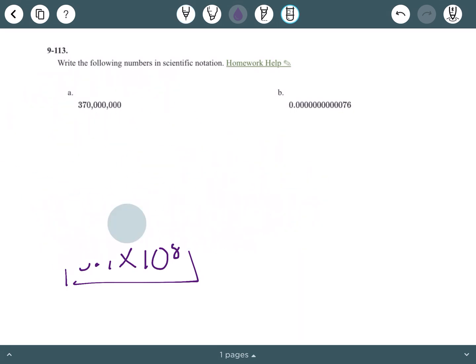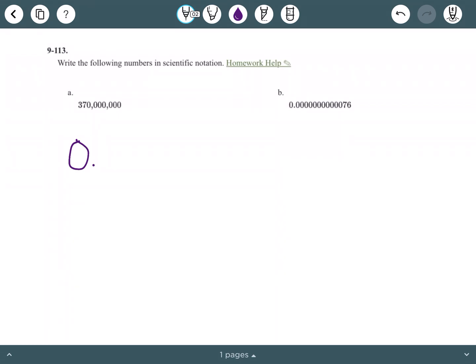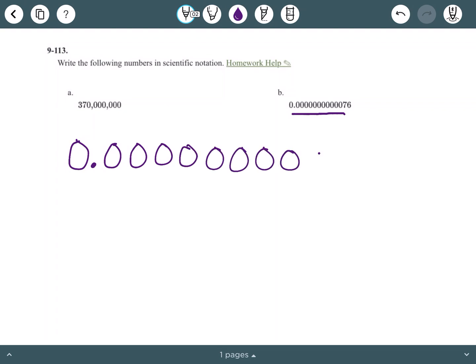Now, part B, I also want to copy this number down so I can move the decimal around however I want. So we have 0.00000000000. It looks like 11 zeros. 1, 2, 3, 4, 5, 6, 7, 8, 9, 10, 11, and then 76.